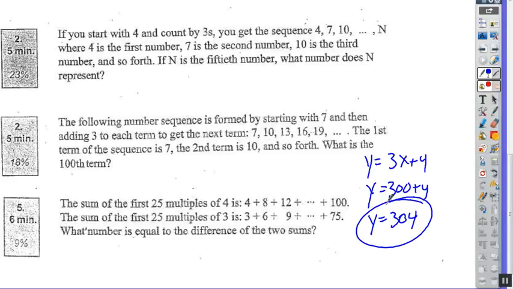All right. The sooner you learn y equals mx plus b, the happier your lives are going to be, I promise.